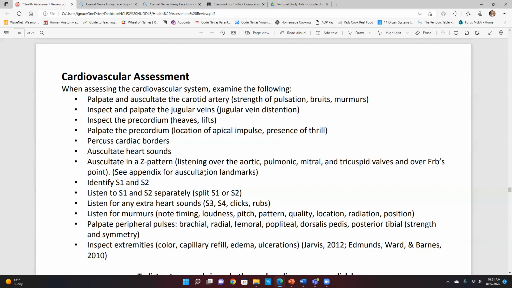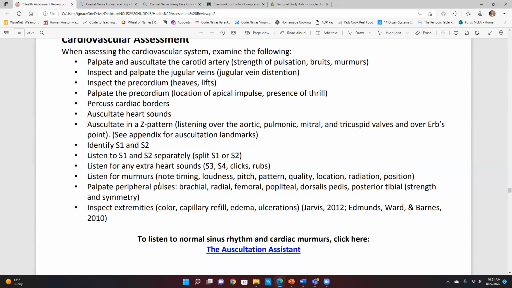Okay, so you will also listen to that same spot, left midclavicular line, fifth intercostal space. You'll place the diaphragm of your stethoscope and you will listen for a full 60 seconds, and that is the apical pulse. Okay. You're also going to percuss the cardiac borders and auscultate the heart sounds.